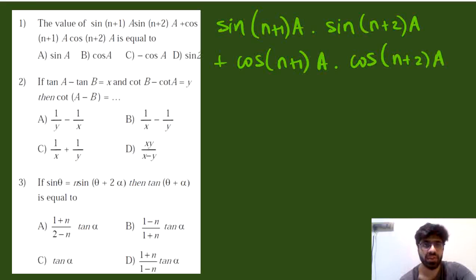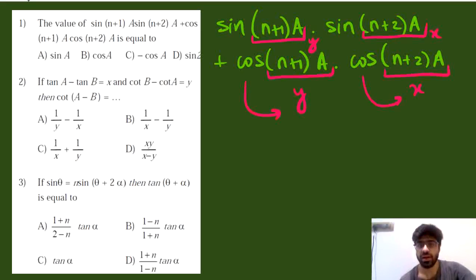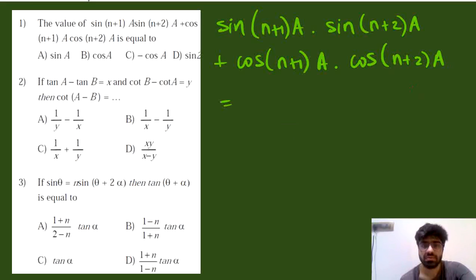Now, I want you to think of (n+2) into a as x. So here also we have x. Think of (n+1) into a as y. So this term is also equal to y. And now the expression is of the type cos x cos y plus sin x sin y. That basically is cos of (x minus y). So this becomes cos of (n+2) into a, which was x, minus (n+1) into a, which was y.